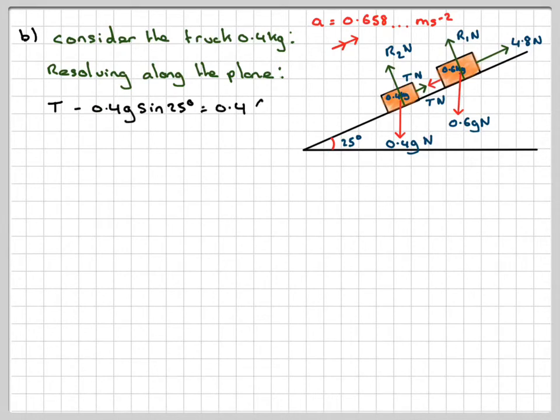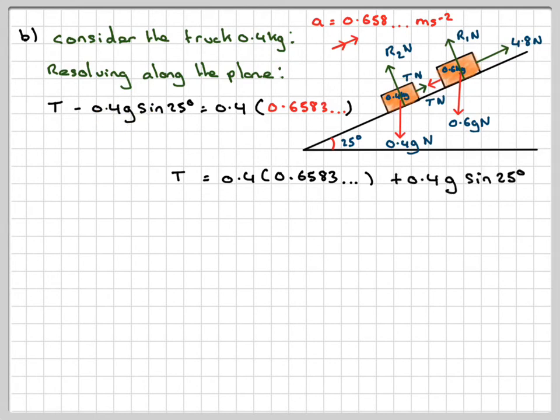And that's going to be equal to the mass, which is 0.4, times the acceleration we calculated in the previous part. And that will give you that T is 0.4 times 0.6583 plus 0.4g sin 25, which gives me a tension of 1.92 newtons. If you did the same on this one, you'd have to do 4.8 minus T minus 0.6g sin 25, and then solve that is equal to mass 0.6 times a. Again, it will give you the same answer.